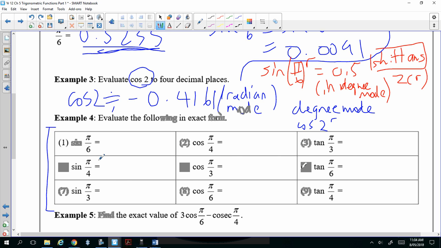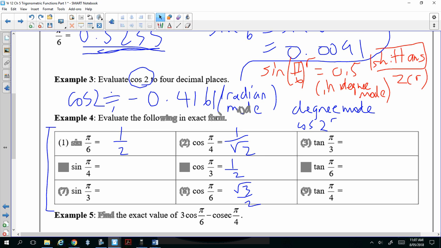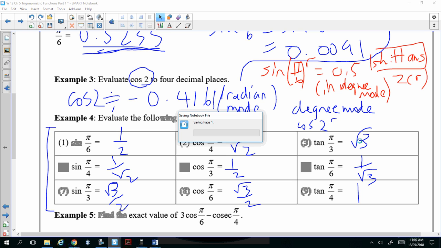Okay, good. Let's go through the answers. So hopefully you got all of them. So first one, cos pi on 4 is 1 on root 2. This is half. Root 3 on 2, root 3, 1 on root 3, that's 1 on root 2, and root 3 over 2. So if you memorize them, you can do them very quickly. Okay, good. Any question? No, this one not important. This is more important. Know this. This will help you a lot in the exam.